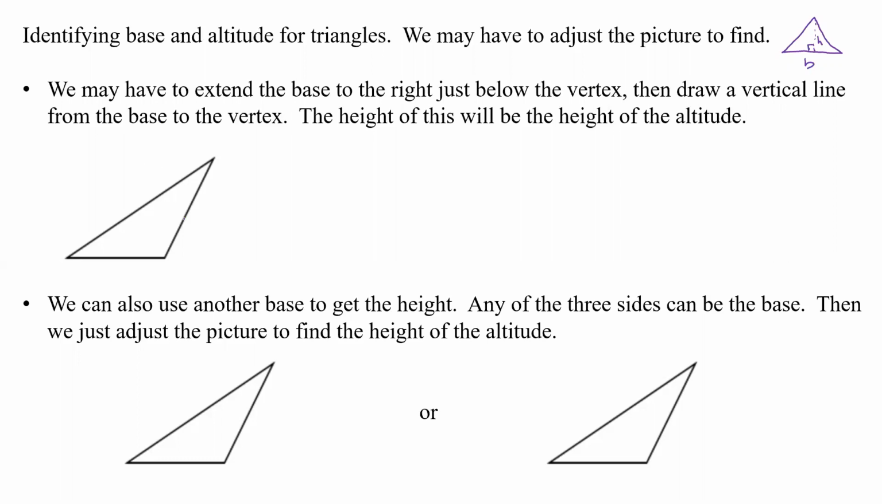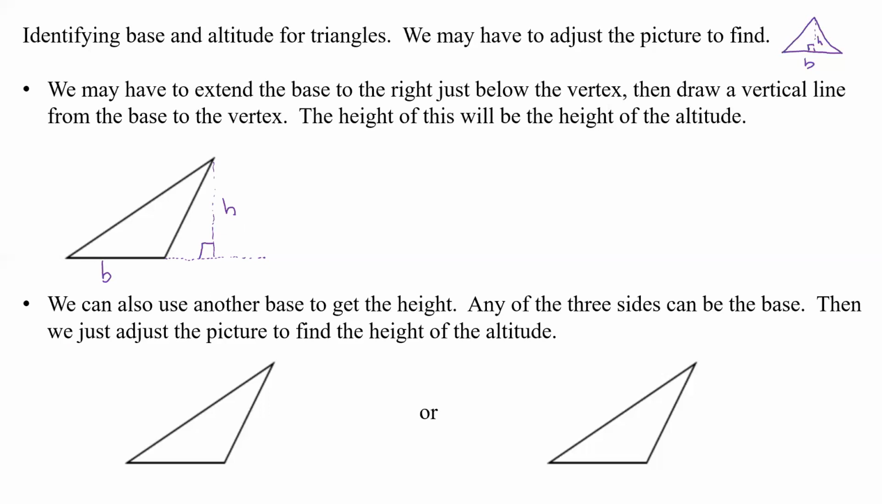So sometimes in this case here, we're going to have to extend the base to the right just below the vertex, then draw a vertical line from the base to that vertex. And the height of that is going to be the altitude or the height. And so sometimes we have to extend our base out further, and I'm just going to extend it further. And then we're going to extend that vertical line down here. So that's a 90-degree angle. And so this is going to be our height. This is still our base. And so now we have base times height there. And that's going to be what we use in our calculation of area equals 1/2 base times height.